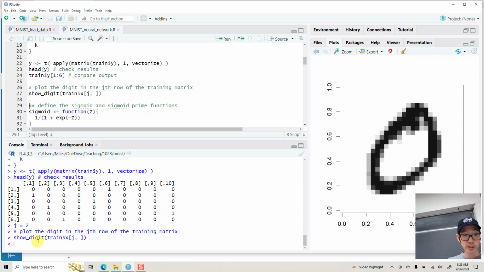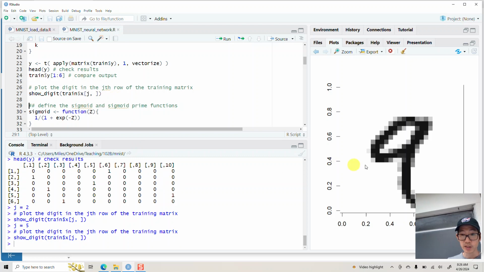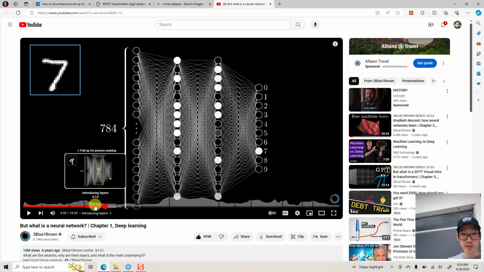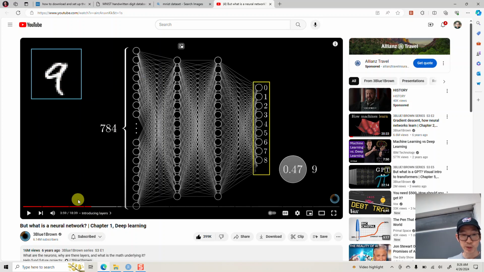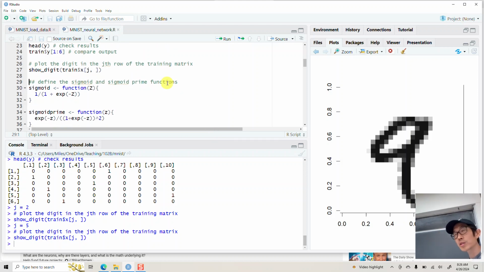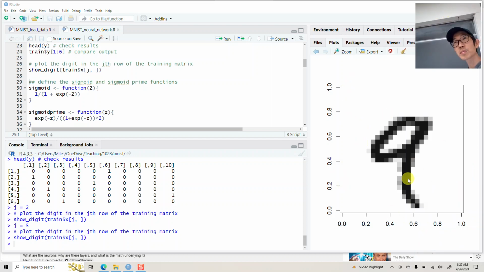And I think the image in the data set that we saw in the video, this number 9 is exactly this number 9 that we have here. So we're working off of the same data set, and basically what we want to do is set up a neural network that's going to be able to look at these 784 values and say this is the number 9.